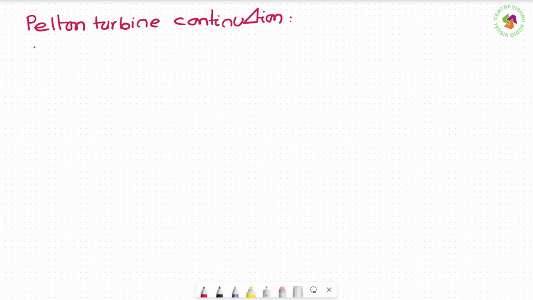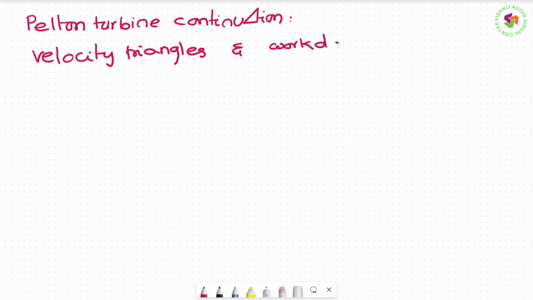Again, Pelton turbine continuation. The focus is on the velocity triangles and work done. This is the focus. So now let me start drawing.